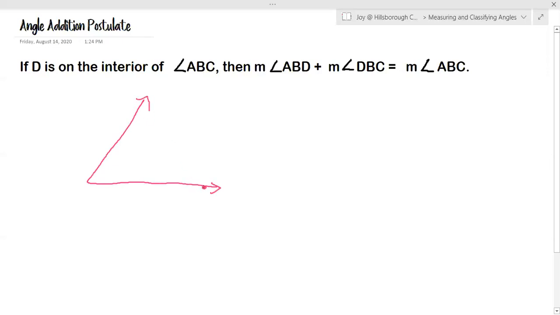and we have points A, B, C, and D is on the interior, so that means that I have another angle in here, and I have D. If D is on the interior of angle ABC, then the measure of angle ABD, which would be this one, plus the measure of angle DBC, that would be this one, equals the measure of angle ABC. So it equals the whole thing, which we know from looking at complementary angles in the last video.